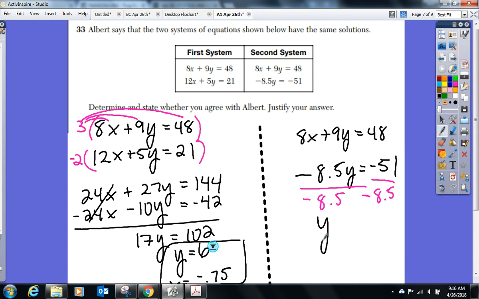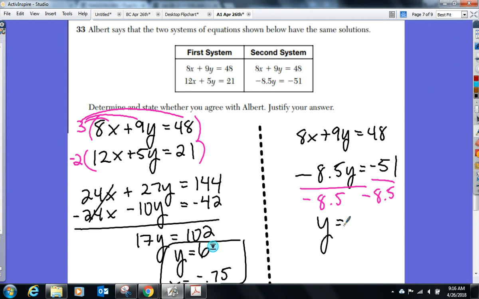Do I get out 6? Negative 51 divided by negative 8.5. Let's go, let's go. We got some stairs. Let's go. Negative 51 divided by negative 8.5. What do we end up with? Y equals? Okay, 6. Does that mean they're both the same yet? No, we still have to take 6 and do what? Go back and plug it in up here.